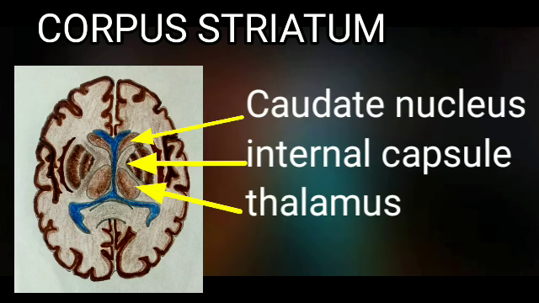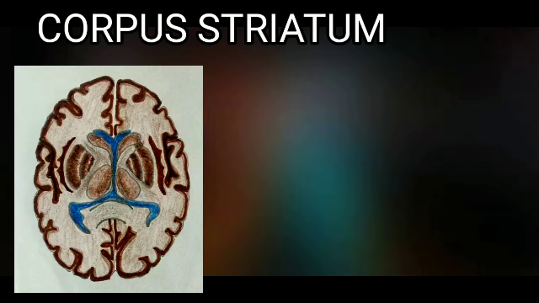Now let us learn the structural details of each part of the basal ganglia. So first to learn is the corpus striatum. Before going to the details of the corpus striatum, you are supposed to be familiar with this horizontal section of the cerebral hemisphere picture. So here you can see the caudate nucleus, internal capsule and the thalamus. These parts you have to be very clear about, so that the relations of these structures with each other will be clearly understood.